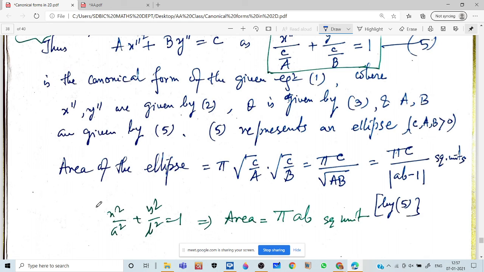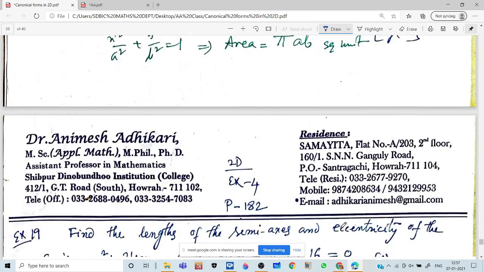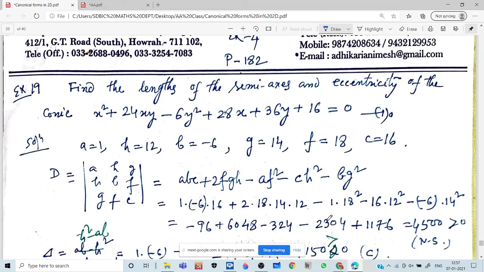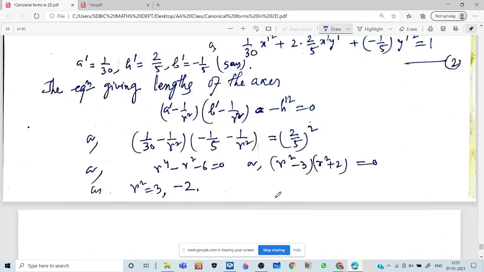We know that if x square by a square plus y square by b square is equal to 1, then the area is pi ab square units. And the last problem is this problem.